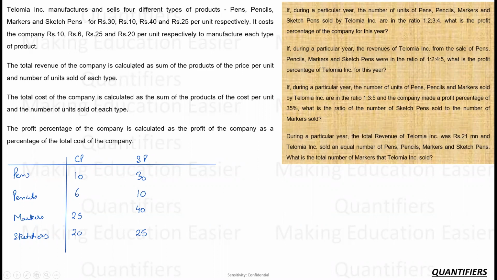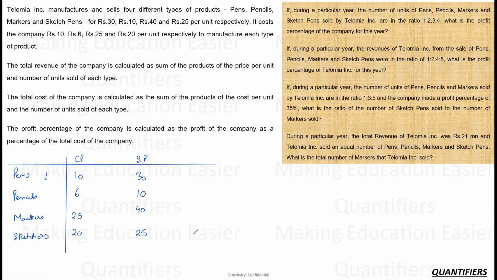Revenue is calculated as the sum of the products of price per unit and the number of units sold of each type. So if there is one product sold here, 1 into 30, 30. Let's say there are two products sold here, 2 into 10, 20. Three sold here, 3 into 40, 120. Four here, 4 into 25, 100. So net revenue would be 120, 100, 220, 240, 270. 270 would be the net revenue in this case.